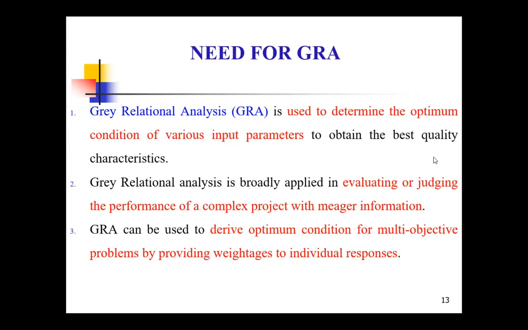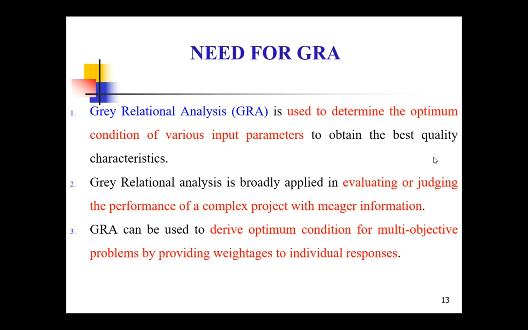So apart from the optimization techniques, this gray relational analysis is specifically important and it is effective in deriving the optimum conditions or the ideal conditions when we are going to consider more than one output quality characteristics. In Taguchi, it is specifically useful for single objective optimization. There also we can use multi-objective, but this gray relational analysis is specifically effective for the multi-objective optimization approach.